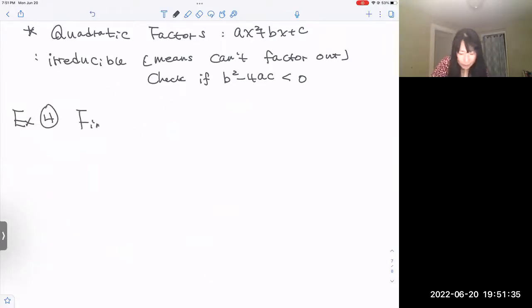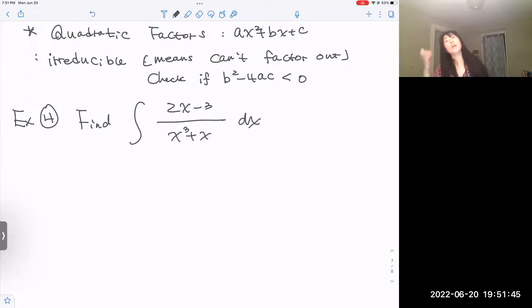Okay, so find the integral of 2x minus 3 over x cubed plus x. Okay, we check that the degree of the numerator is less than the degree of the denominator. So we can use the technique which is partial fraction decomposition. Okay, this is a fraction. All right. Then how do you factor out the denominator? Can you please do that?